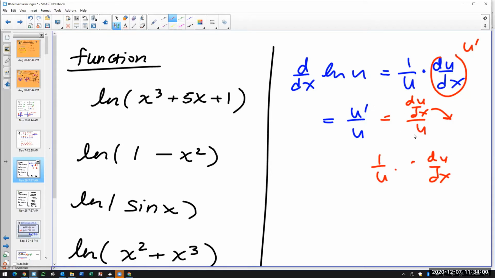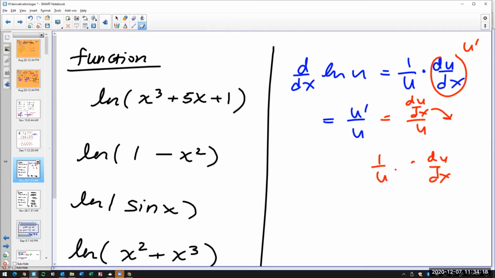Some people find this red one helpful. I don't use it as much because I feel like it's the exact same as this blue one, but these are all synonyms. They're all the same thing. And sometimes one is easier than another. So, knowing this formula for the derivative of ln of u, see if this makes sense.